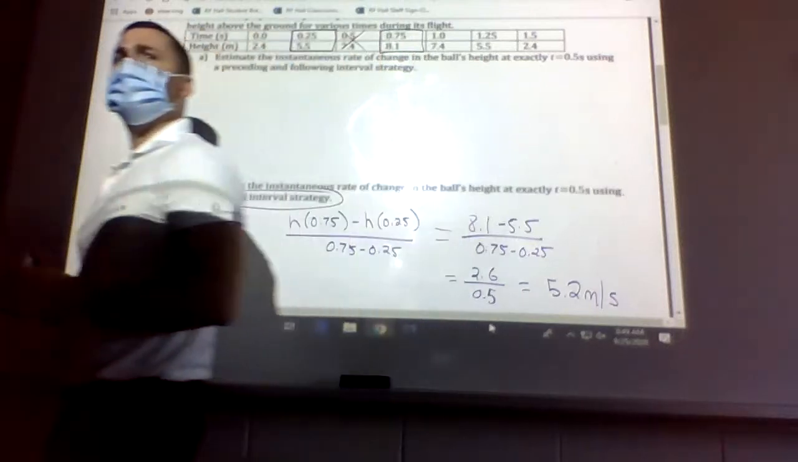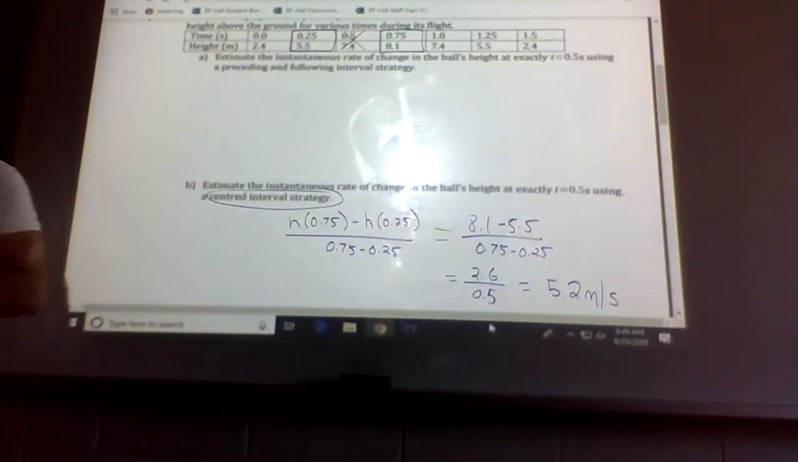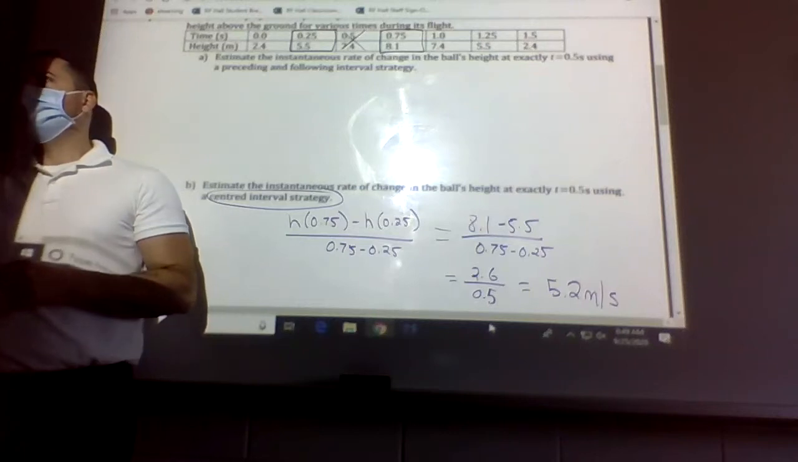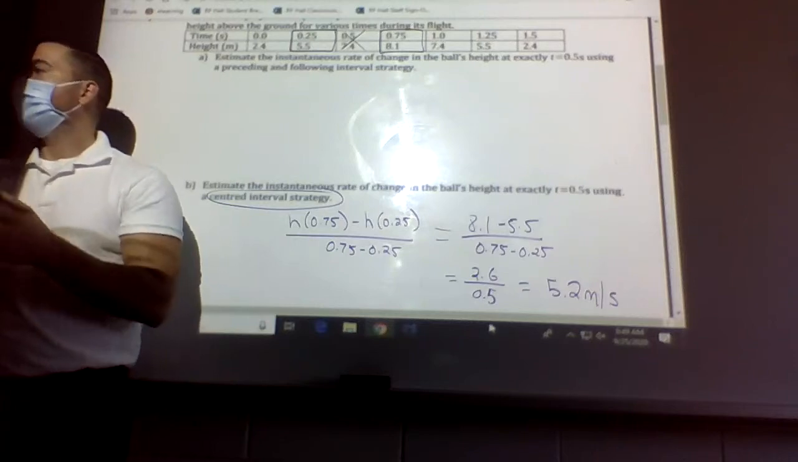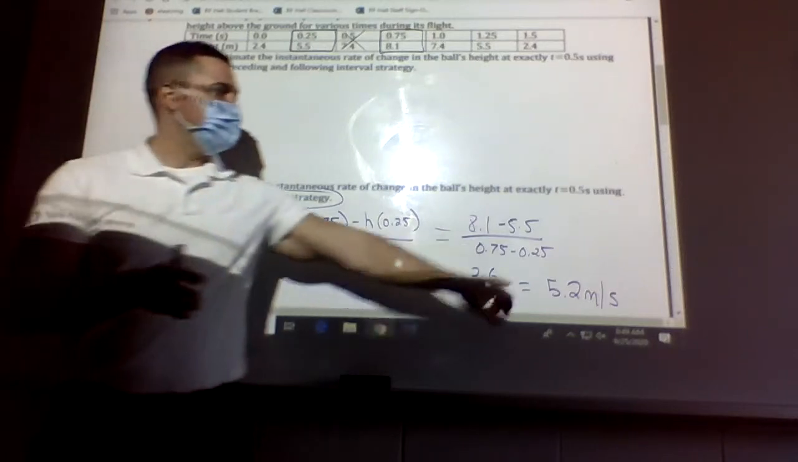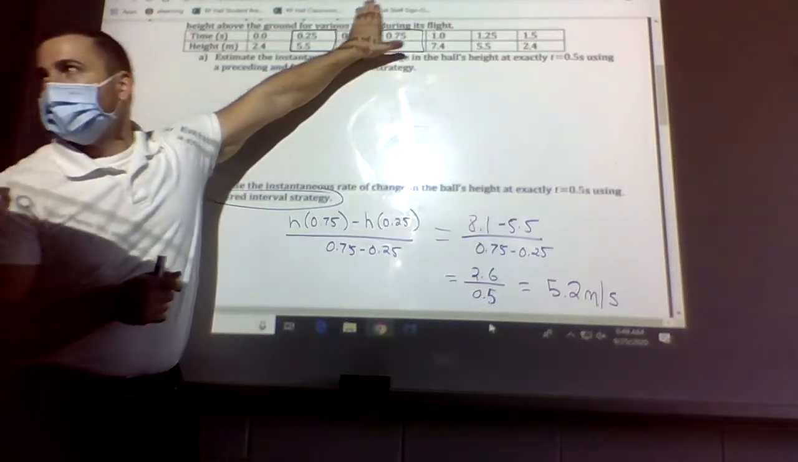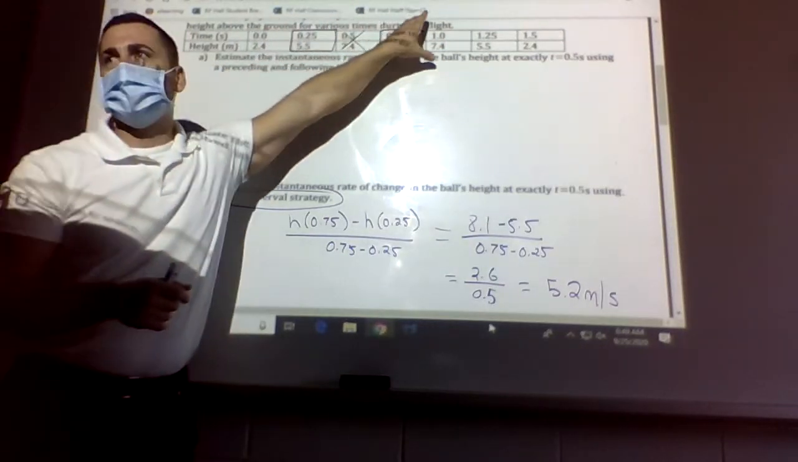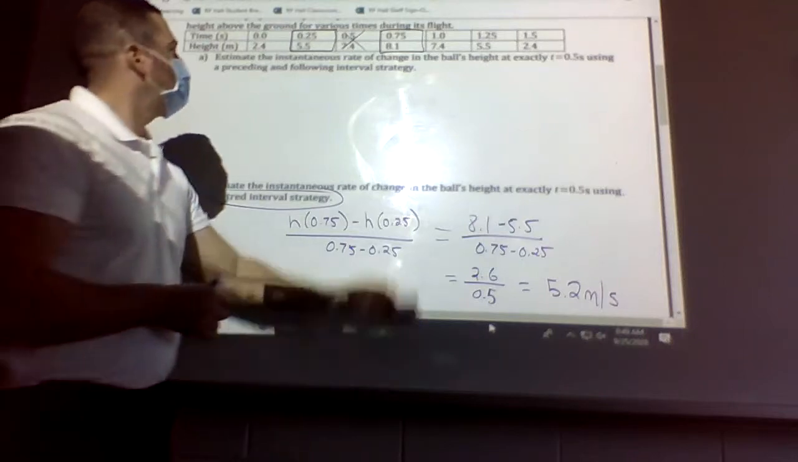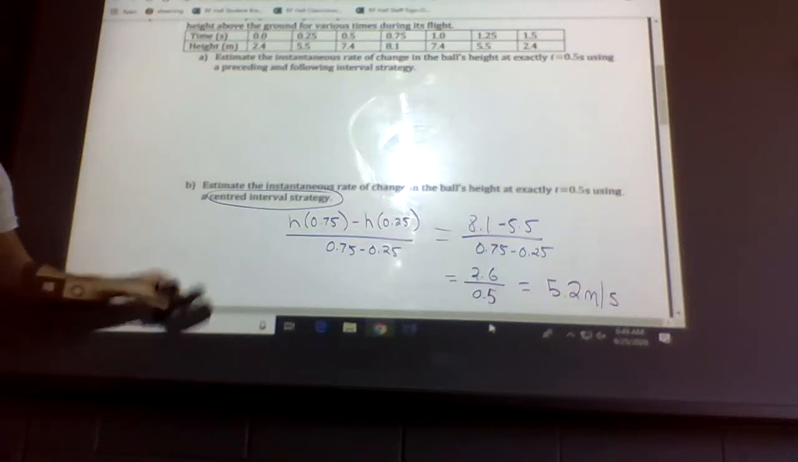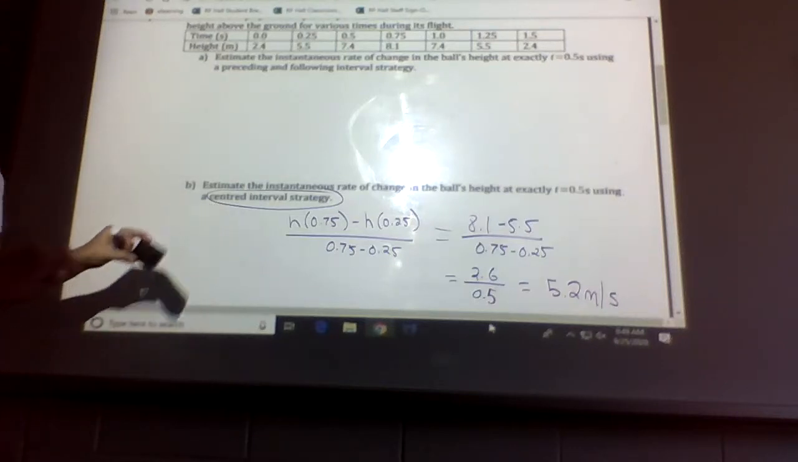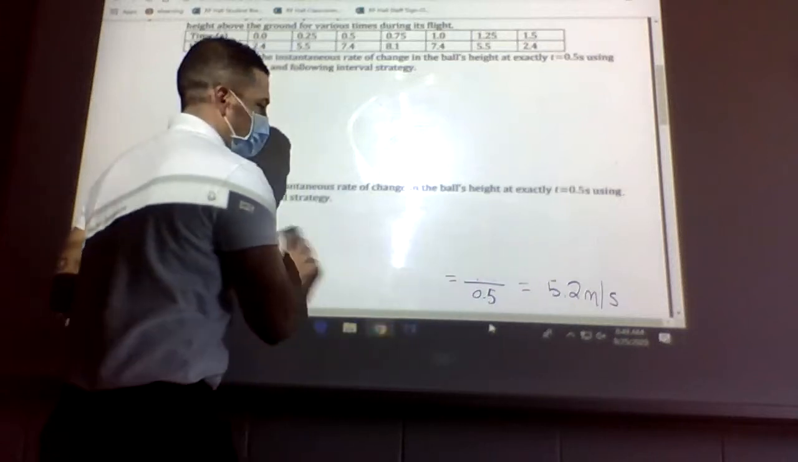Any questions so far? Preceding and following, the preceding is that point plus a little piece before it. Following is that point plus the one after it, then we average them out. Centered, we don't actually use the point we're looking at, which is 0.5. We use a point before and after. Good. Anyone not have it yet? Last question.